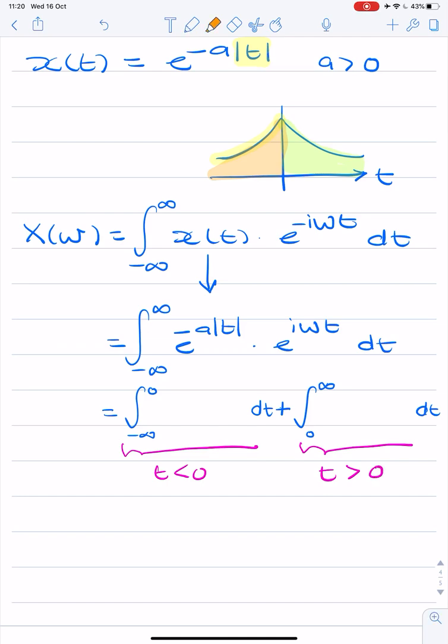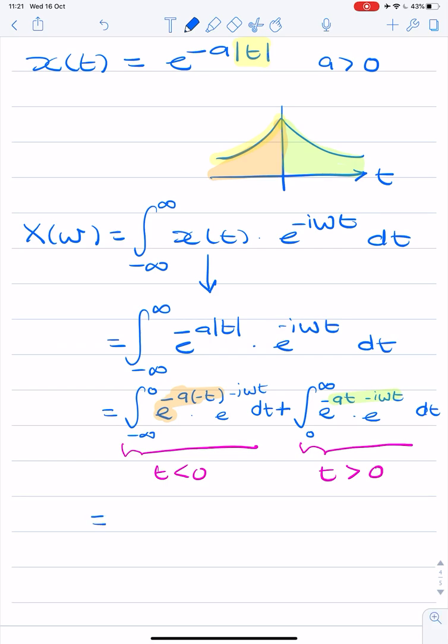So for negative values of t, we can replace the absolute value of t with minus t. So it's as if we're integrating e to the power minus a times minus t, times e to the minus i omega t. And for positive t, it's simply e to the minus a t times e to the minus i omega t. So this is for negative time, and this is for positive time.